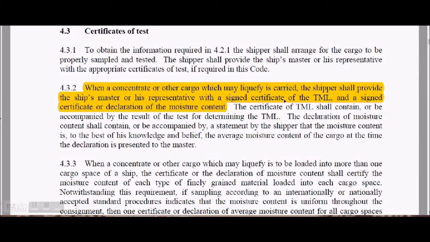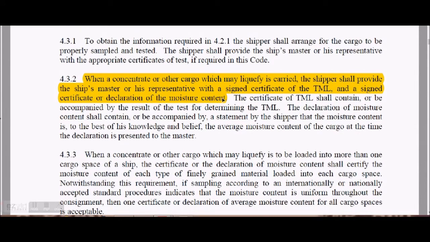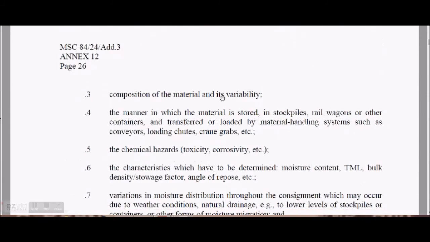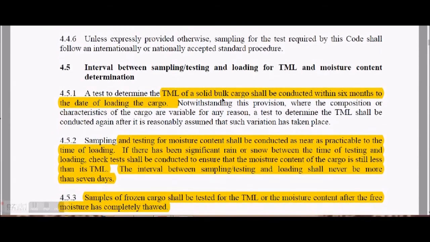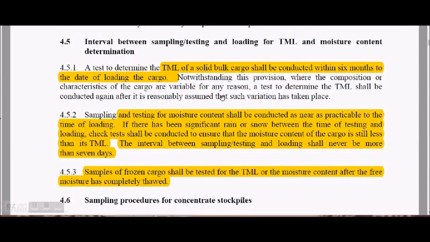Now, the interval between the sampling, testing and the loading for the TML and moisture content determination. A test to determine the TML of the cargo shall be conducted within 6 months. Here is the period of validity of the TML. That is the duration: 6 months to the date of loading the cargo. Notwithstanding this provision, where the composition or characteristic of the cargo is variable for any reason, a test shall be conducted again after it is reasonably assumed that such variations have taken place.